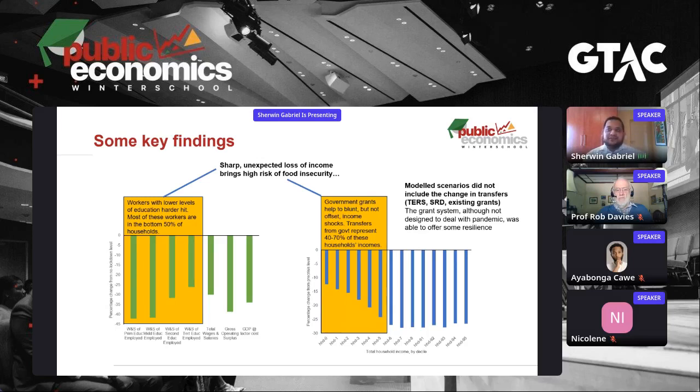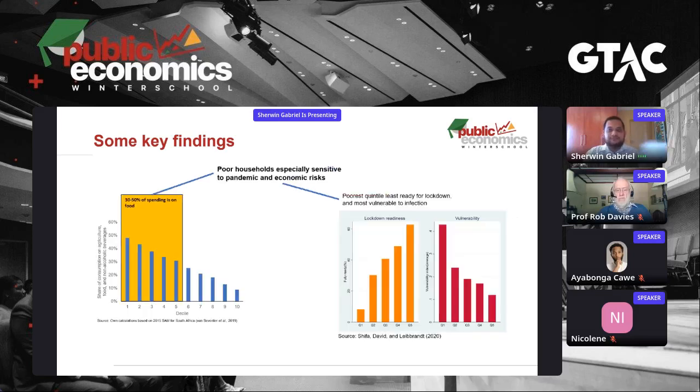To be clear, the scenarios that we modeled didn't include the changes in transfers that had existed in the system. So the introduction of TERS and the Social Relief of Distress Fund and the expansion of existing grants. But it's important to remember that the grant system, although not designed to deal with the pandemic, was infrastructure that was in place for government to be able to offer some resilience to vulnerable households.